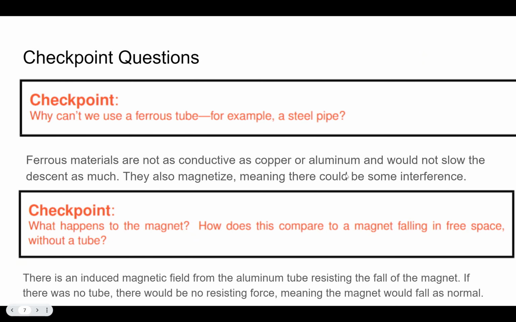Checkpoint questions. Why can't we use a ferrous tube, for example, a steel pipe? Ferrous materials are not as conductive as copper or aluminum and will not slow the descent as much. They also magnetize, meaning there could be some interference in the experiment. What happens to the magnet? How does this compare to the magnet falling in free space without a tube? There's an induced magnetic field from the aluminum tube resisting the fall of the magnet. If there was no tube, there'd be no resisting force, meaning the magnet would fall as normal.